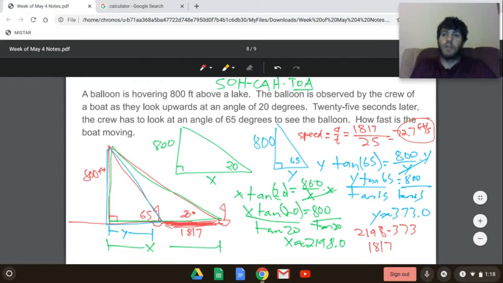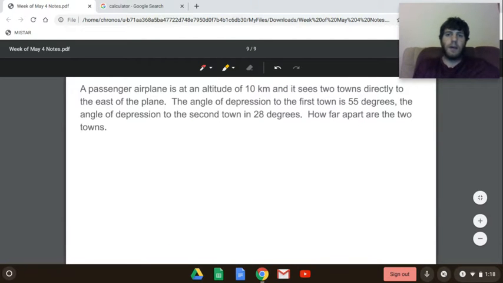Okay, so again, number 2 on ILearn is exactly like this problem. The only thing that's different are the numbers. Okay. Last one has to do with an angle of depression. Okay, so a passenger airplane is at an altitude of 10 kilometers and it sees 2 towns directly to the east. Right, the angle of depression to the first town is 55 degrees. The angle of depression to the second town is 28 degrees, and we want to know how far apart the 2 towns are.